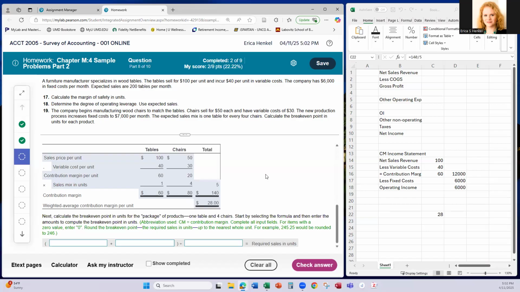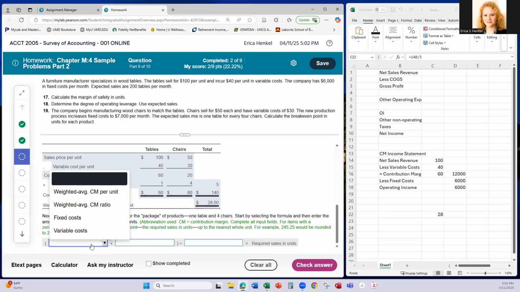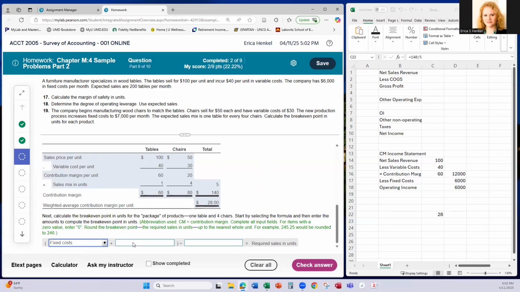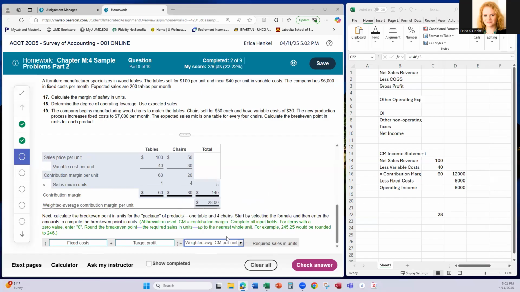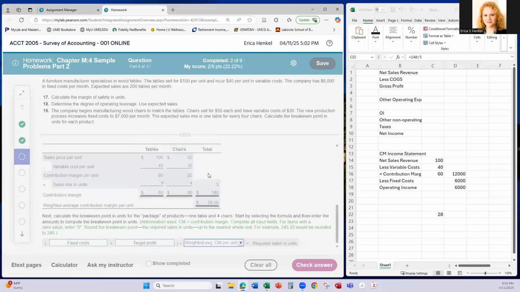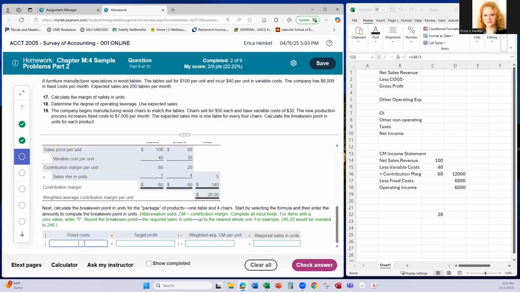And this problem just keeps going. So now we want to calculate a break-even point in units for the package of products with 1 table and 4 chairs. So we're going to take the same formula where we take fixed costs plus a target profit and divide it by a contribution margin. Only this time we're going to use the weighted average contribution margin per unit.